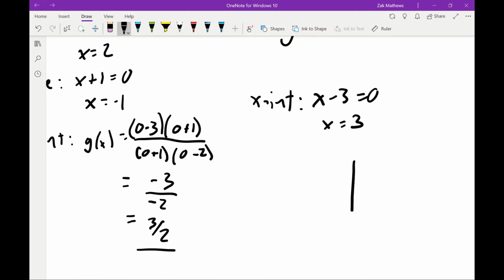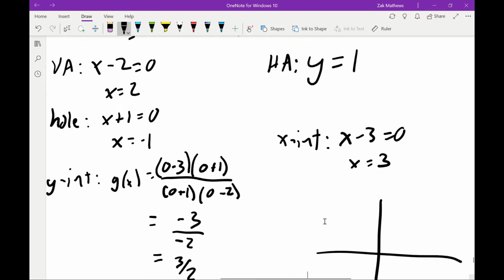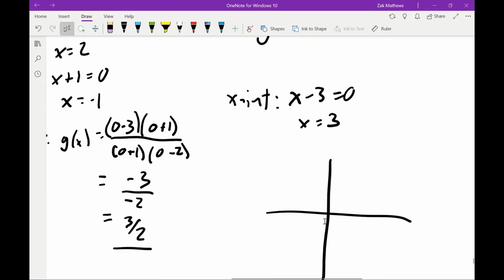So let's put this all together now. I'm going to start with my asymptotes. So again, I had a vertical asymptote at 2 and a horizontal at 1. I had a y-intercept at 1.5, 3/2, 1.5, and I had an x-intercept at 3. So already this is giving me a pretty good indication of where everything lies.